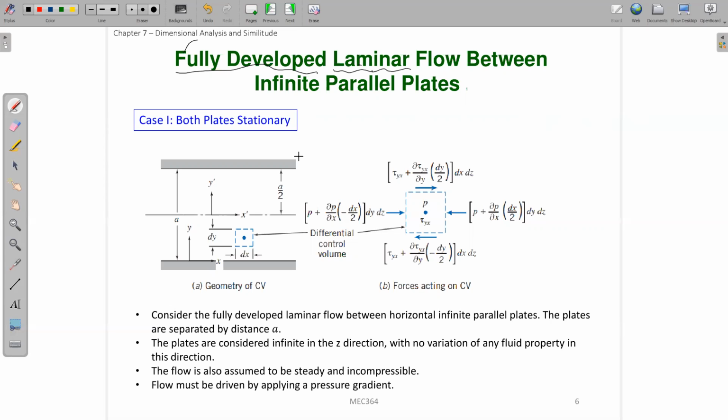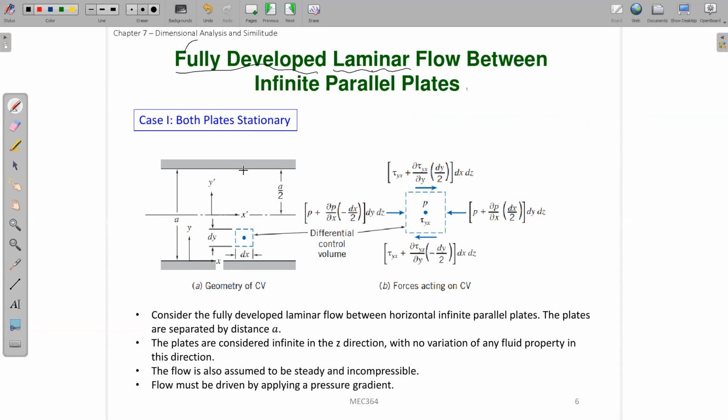The second problem is the fully developed laminar flow inside a circular pipe. The first one is between two parallel plates, so this is just two plates. For the second problem, we will change this to a circular pipe to see what the flow looks like. So let's start with the first one. For this flow between infinite parallel plates, we consider two cases.